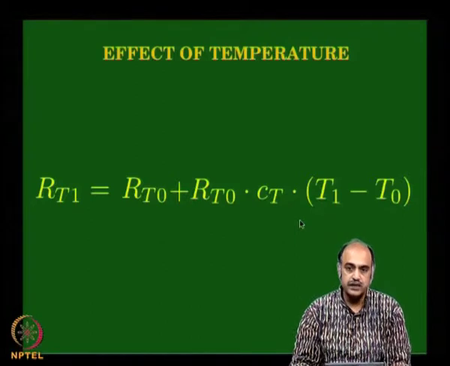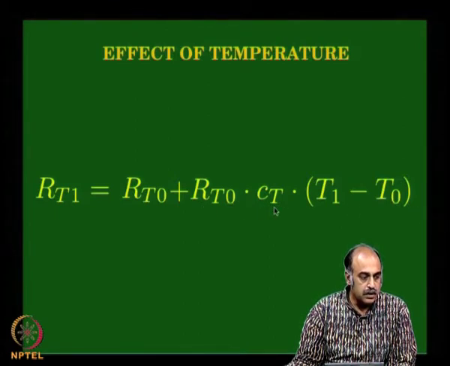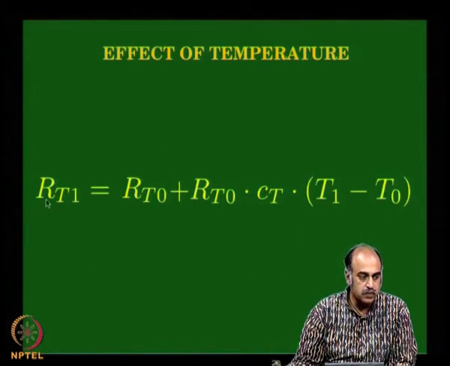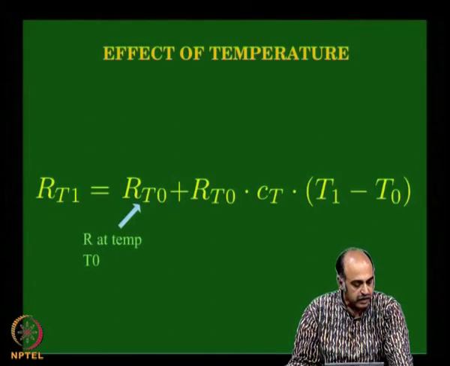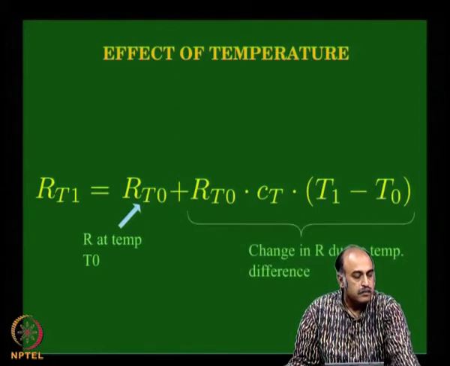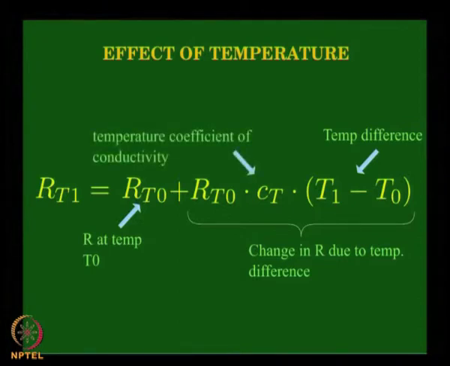Now, to that you need to add a correction. Now, this is the correction R naught Ct (T1 minus T naught). T1 is the temperature at which we want the resistance value, and T naught is the reference temperature. Now, R naught is the resistance that we have calculated at T naught, the reference temperature, most of the time 20 degree centigrade. Now, the change in the resistance is due to the temperature difference T1 minus T naught, where the temperatures T1 and T naught are normally expressed in degree Kelvin, and the difference can also be expressed in degree Celsius.